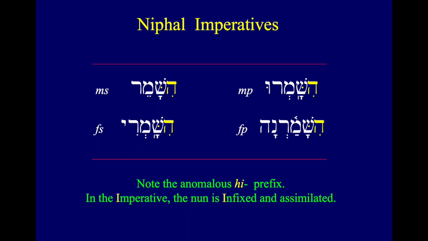So in the imperative, the noon is infixed and assimilated. Assimilated means that it has become the next letter. When it's a dagesh, now you have two of those letters, right? So now we have two sheens. So hishamer. Notice that the imperfect and the imperative both have infixed noons. And those infixed patterns have that triangle: the hirek under your performative, the dagesh in your first letter, and the qamets underneath your first letter. Look at that Niphal triangle.